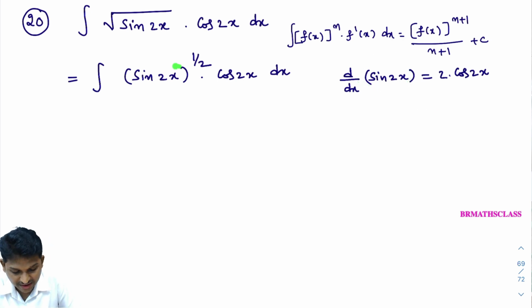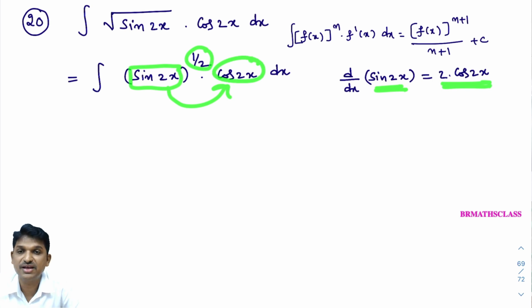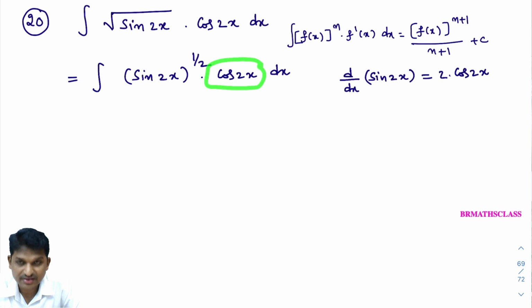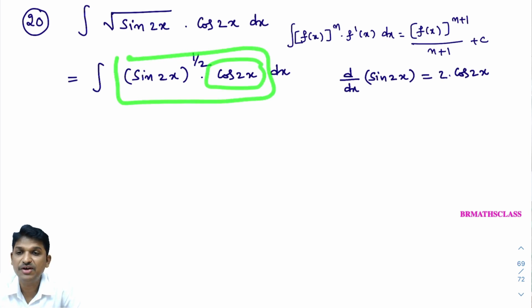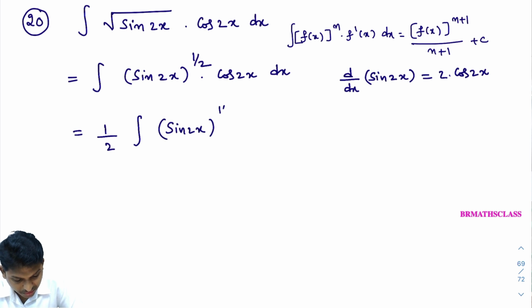Now I suppose this is f of x, and this is whole power n. What is the derivative of sin 2x? It is 2 into cos 2x. But here only cos 2x is there. The shortage of 2 is there, so I need 2 cos 2x. 2 is a constant, so I'll multiply and divide the function with 2. Then you will get 1 by 2 into integral of sine 2x whole power 1 by 2 into 2 cos 2x dx.